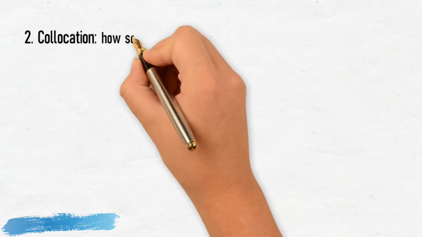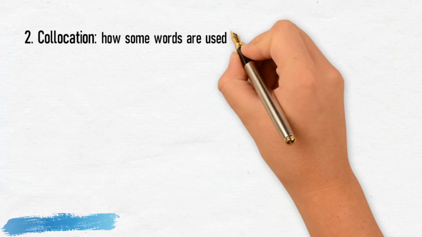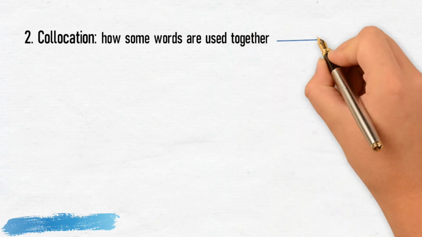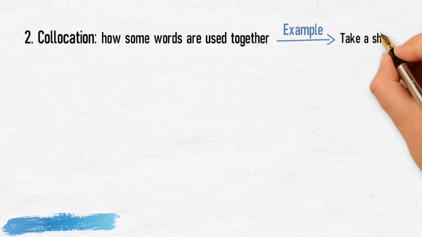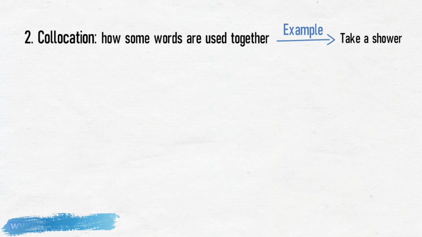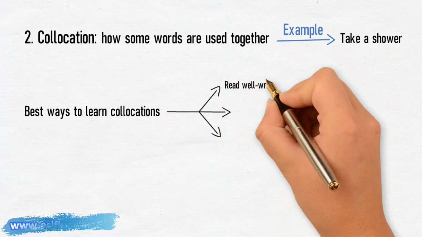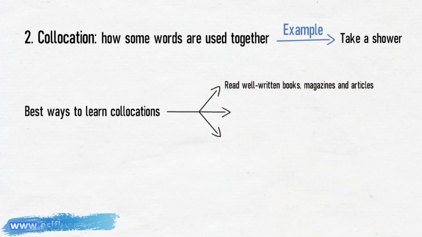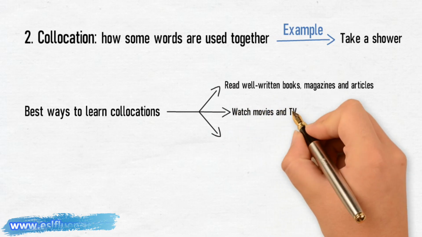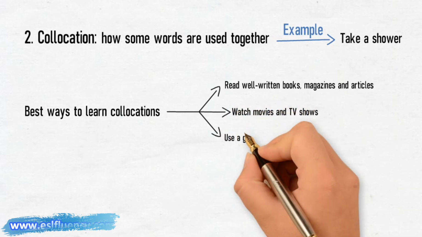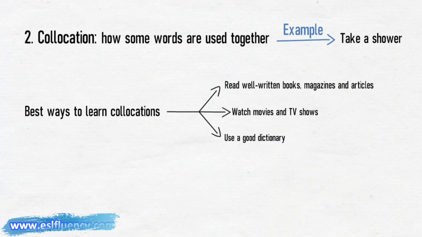Now, let's discuss collocation. Collocation is how some words are often used together, or a particular combination of words used in this way. For example, take a shower is a typical collocation in English. Such word combinations make your words sound natural, so it is best to learn new words with their collocations. For non-native learners, the best way to learn them is by reading well-written books, magazines and articles, watching movies or TV shows, and using a good dictionary. You can find the links to 3 online dictionaries in the description of this video.